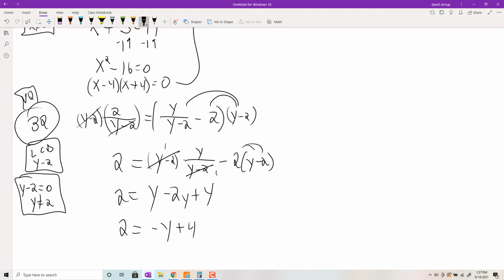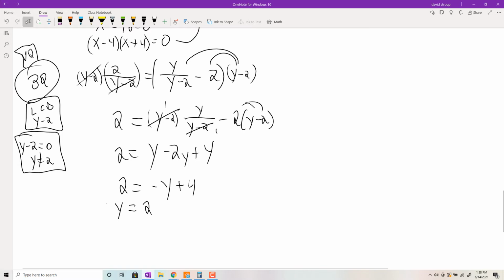I'm going to move the y to the left, and then move the 2 to the right. Okay, I'm going to do this all in one fell swoop, if you allow me to. So I'm getting y equals 2 as my solution, and that's bad news, right? Because we can't have y equaling 2. Y equals 2 is our only potential solution. So unfortunately, because it's restricted, we have no solutions. So you just write no solution.